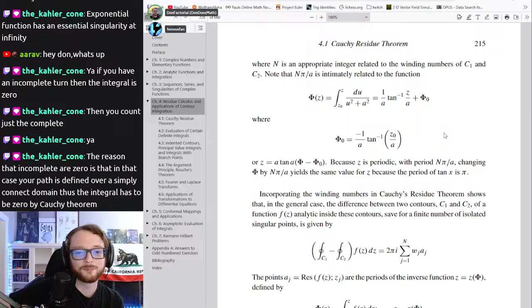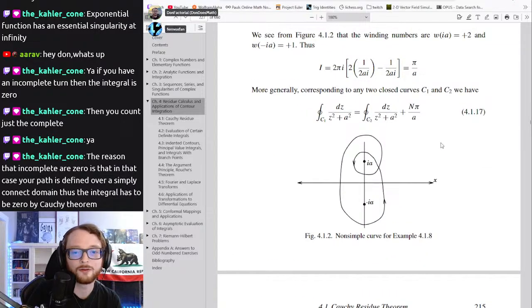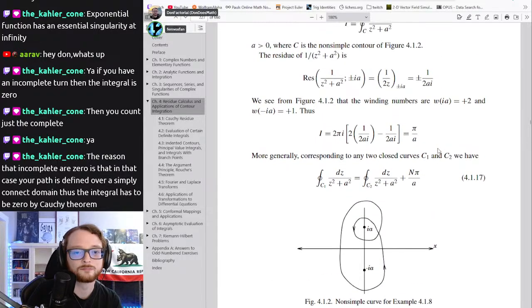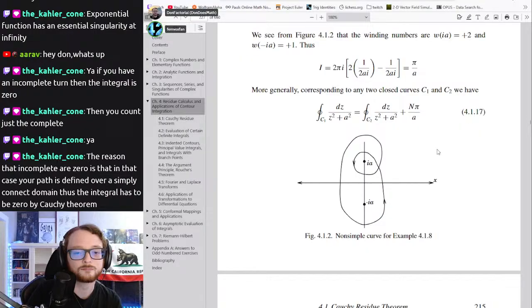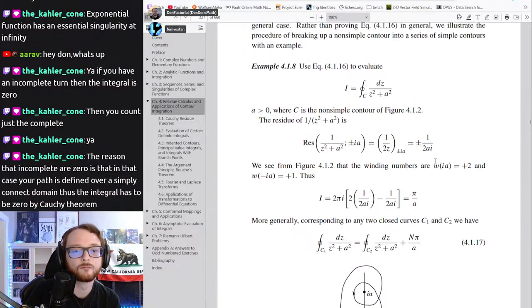No, the n pi over a. So what is n pi over a? Yeah, all this n pi over a stuff is relating to the example we just did, which was an integral of 1 over x squared minus a squared or something. What did this integral do? Oh, 1 over z squared plus a squared we were trying to integrate. Yeah.